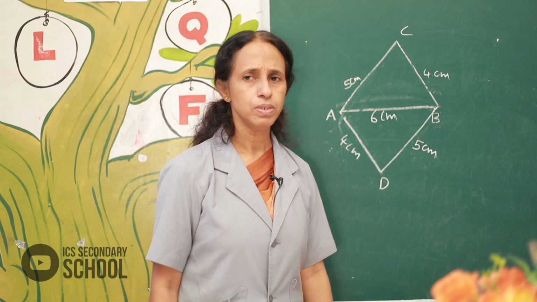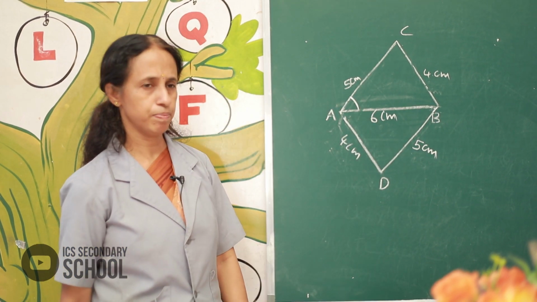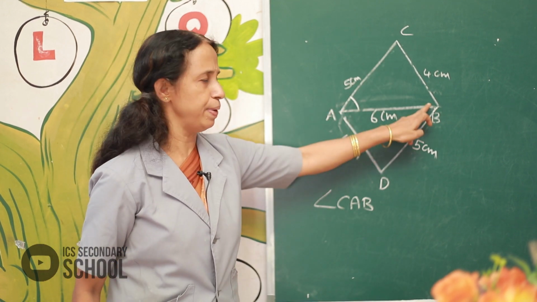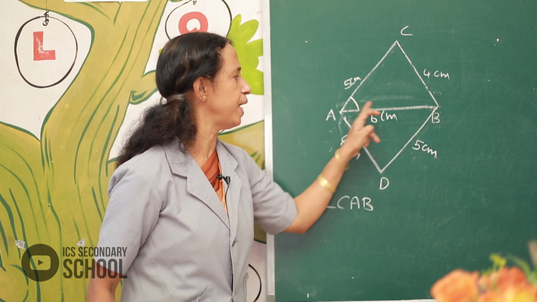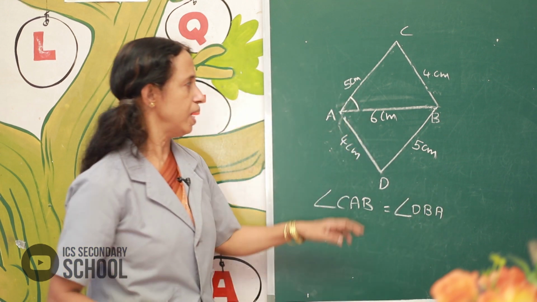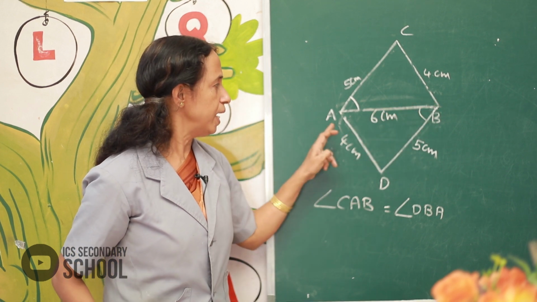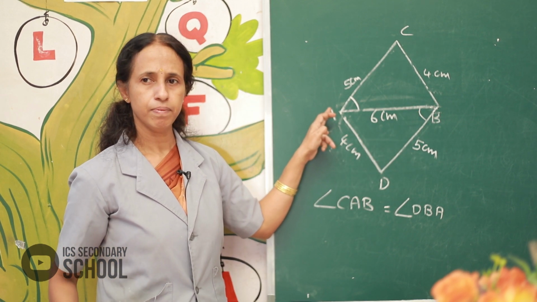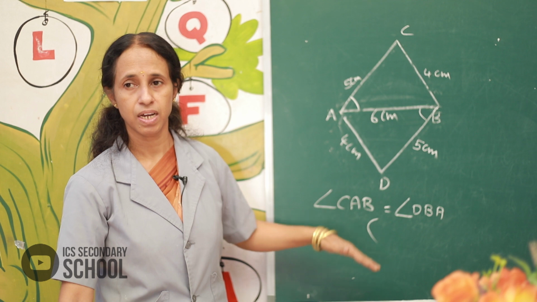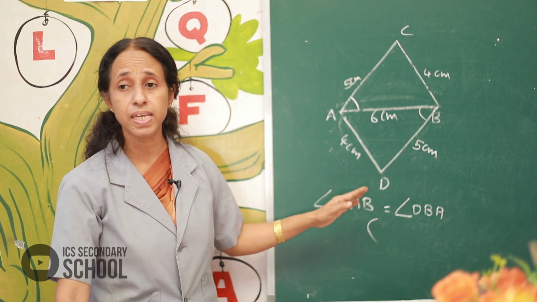Next, look at angle CAB. Angle CAB is equal to angle DBA. These are alternate angles.